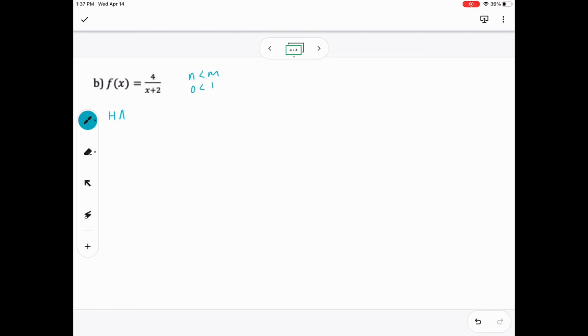So letter B, figuring out my horizontal asymptote. Once again, the degree on the top is 0, degree on the bottom is 1, so it's just y equals 0. Setting the denominator equal to 0 helps me find the vertical asymptote of x equals -2.